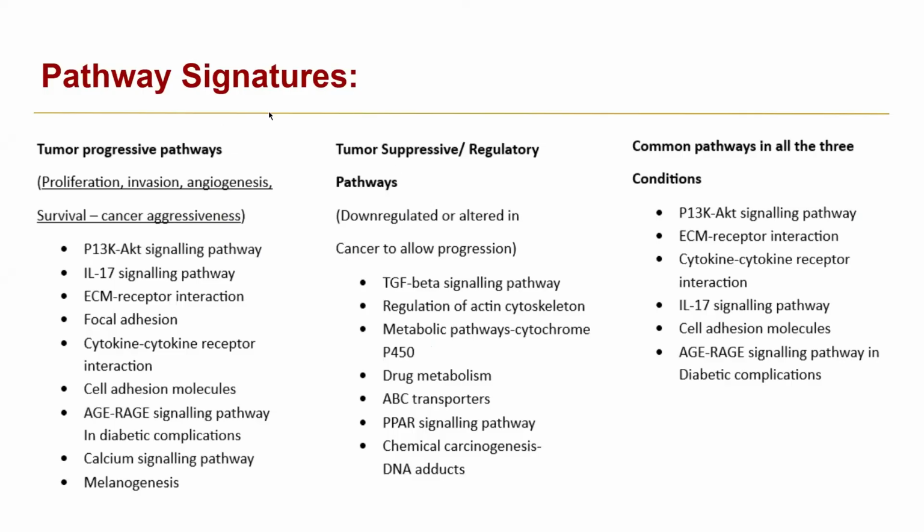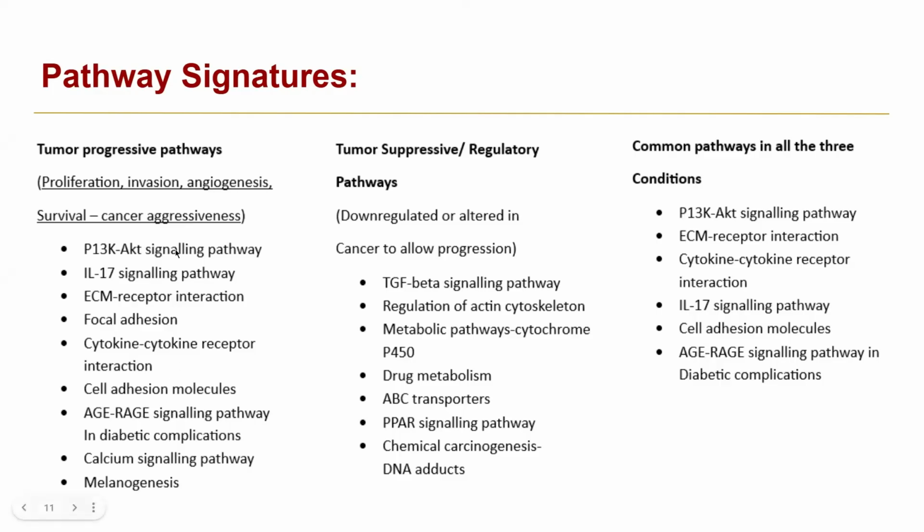These are the pathway signatures. It means that there are certain pathways which are responsible for the progressiveness of the tumor. There are certain pathways which are responsible for the suppressiveness of the tumor. And there are many common pathways which I already explained in all the three conditions. So, the tumor progressive pathways are responsible for proliferation, invasion, angiogenesis, survival and overall cancer aggressiveness of the disease, such as interleukin 17 signaling pathway, ECM receptor interaction, focal adhesion, cytokine receptor interaction, etc.